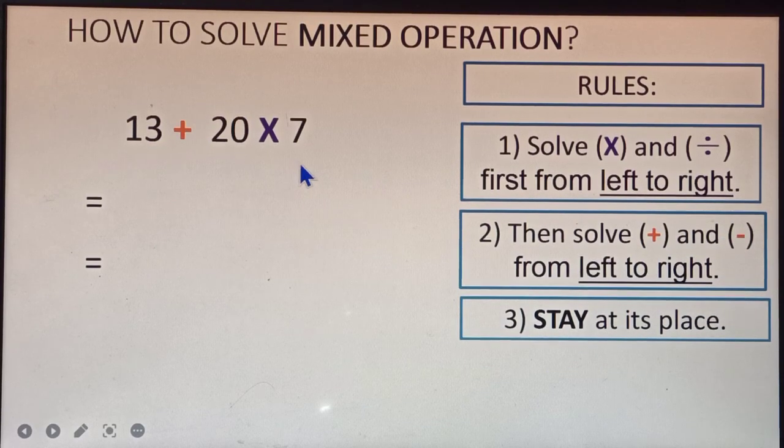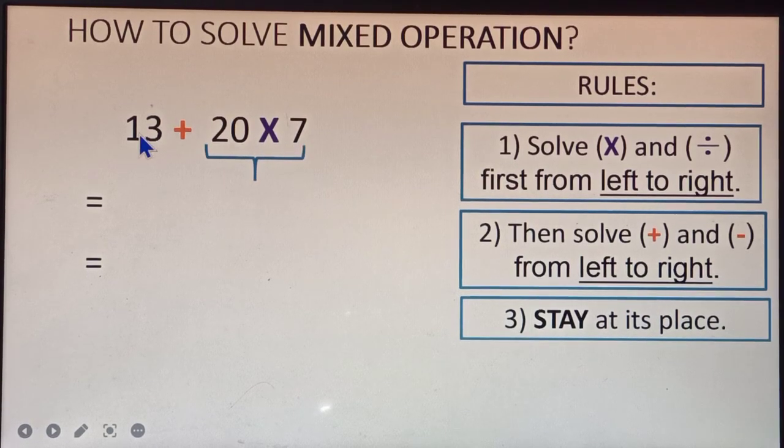Alright. Look at the next example. 13 plus 20 times 7. In this number sentence, which operation do we solve first? Is it plus or is it multiply? Yes, multiply first. So that means 20 times 7.